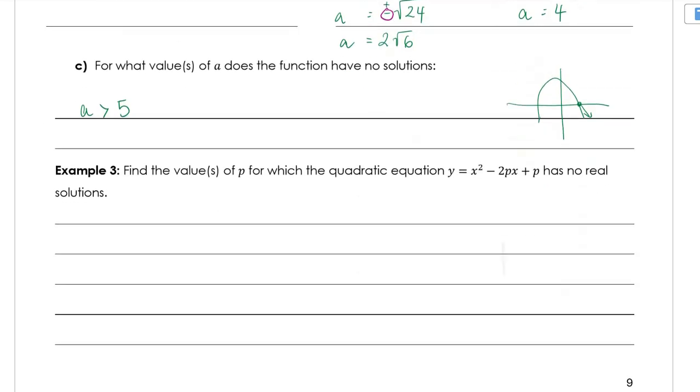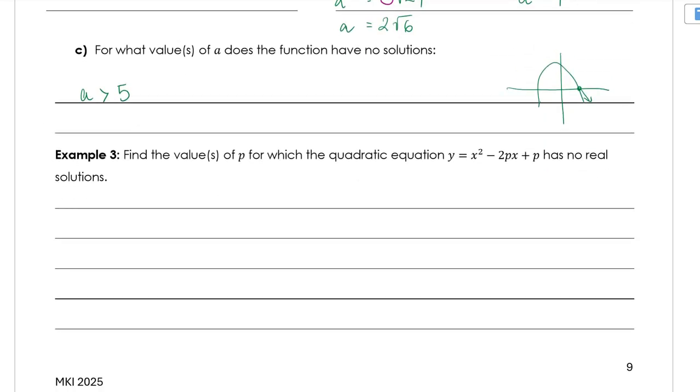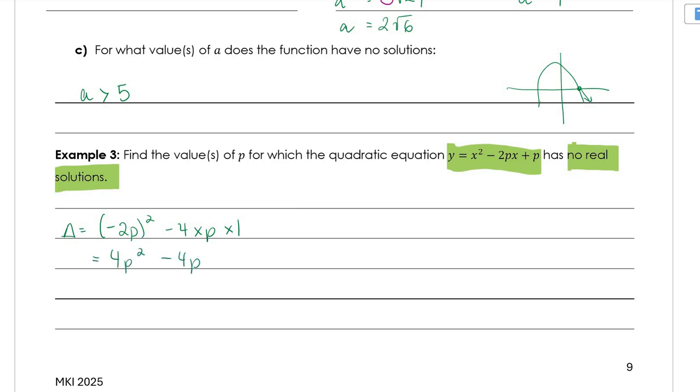Okay. Now, feel free to give this next one a go by yourself if you would like, but we're going to apply the same sort of concept. If we've got no real solutions for this function here, that means we're going to graph it and see where we are below the p-axis in this case. Calculating my discriminant, I end up with negative 2p squared minus 4 times p times 1. That's going to give me 4p squared minus 4p. And I can take out a common factor of 4p just to help graph that out.